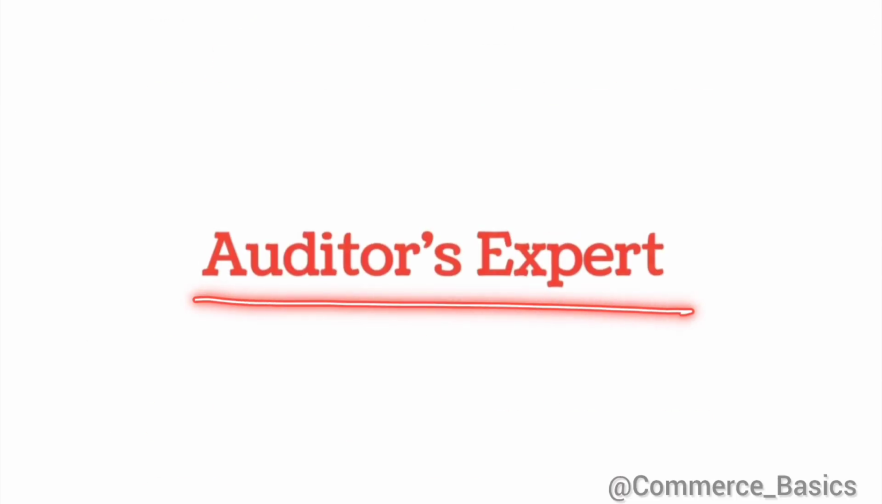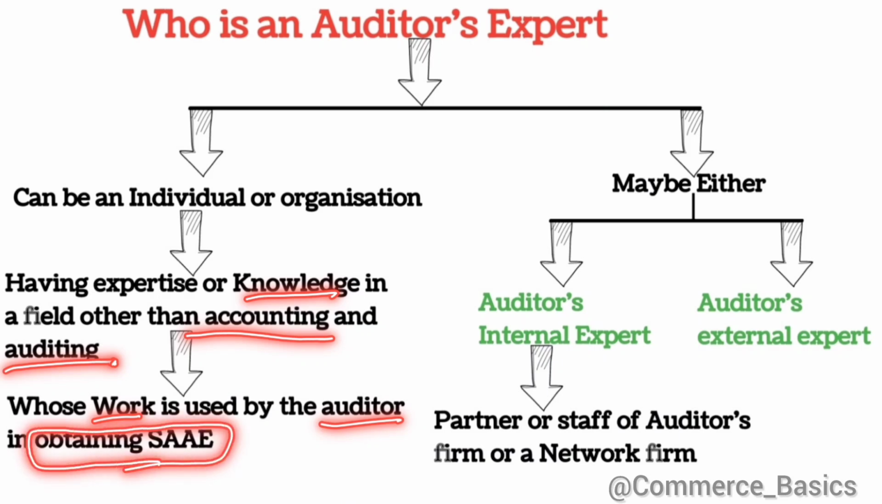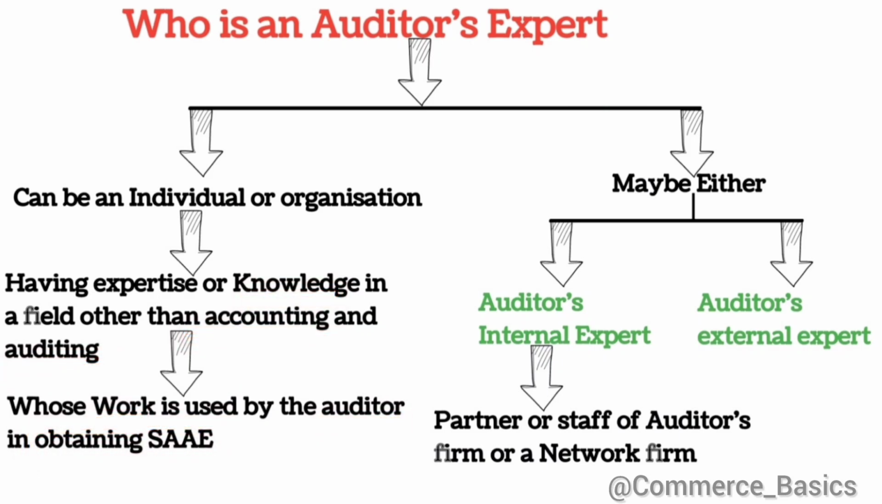Next, who is an auditor's expert? An auditor's expert can be an individual or an organization, and they have knowledge in a field other than accounting and auditing. By using their work, the auditor is collecting sufficient and appropriate audit evidence for his audit purposes. The auditor's expert may be an auditor's internal expert or an auditor's external expert. An auditor's internal expert is a person who is a partner or staff of either the auditor's firm or the auditor's network firm. This is a summary of an auditor's expert.